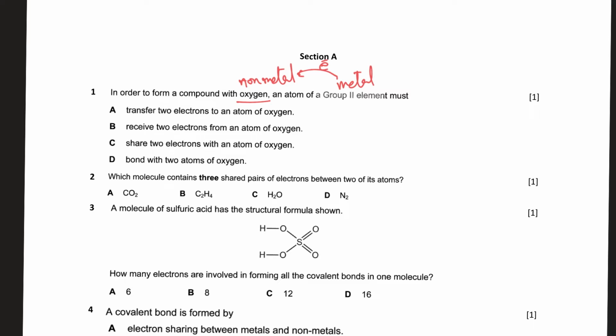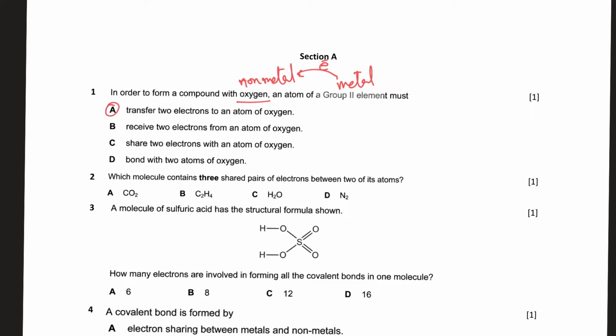So we will be looking for where they transfer electrons, and because it is group 2, it must have 2 electrons in the last shell, and oxygen is in group 6, so it needs to gain 2 electrons, and that is how they will transfer 2 electrons to an atom of oxygen, and our answer would be A.